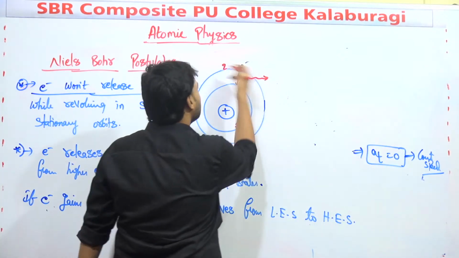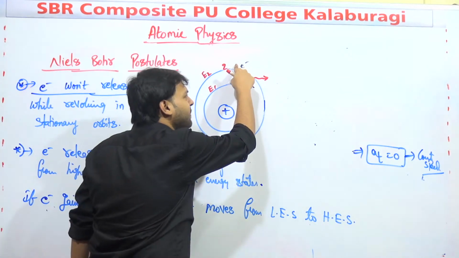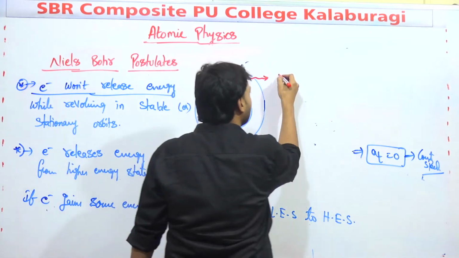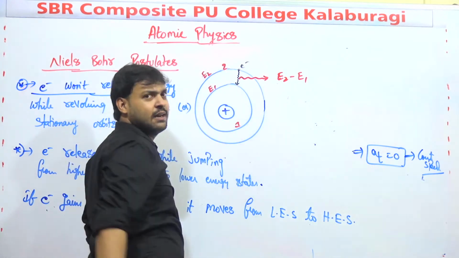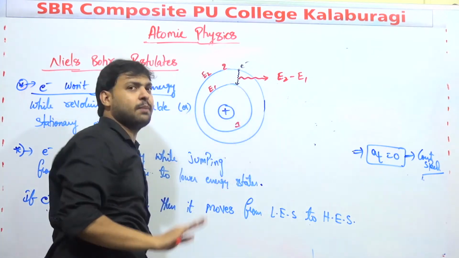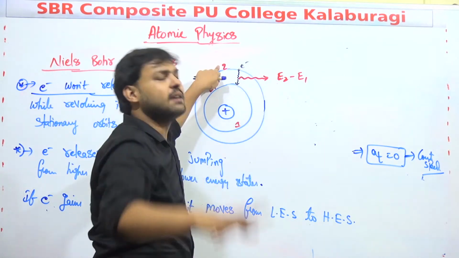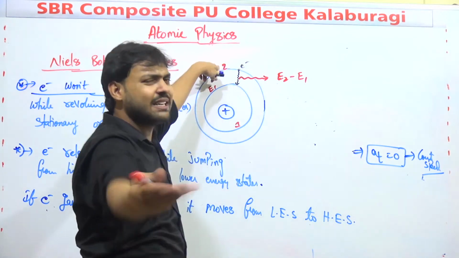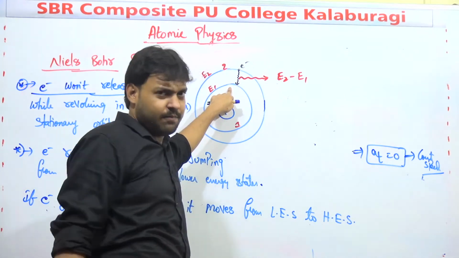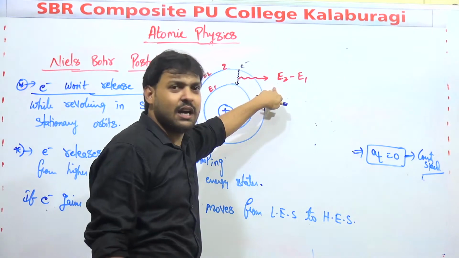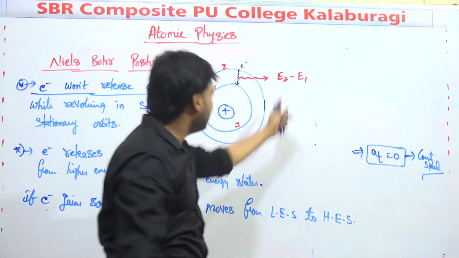So come back to here. The energy in the second orbit is E2, and the energy in the first orbit is E1. Now the electron is coming from 2 to 1. Then how much energy will it give? E2 minus E1. Assume 1000 electron volts for the second orbit and 500 for the first orbit. While coming down, how much should it release? 1000 minus 500, that is 500 electron volts. That is E2 minus E1.